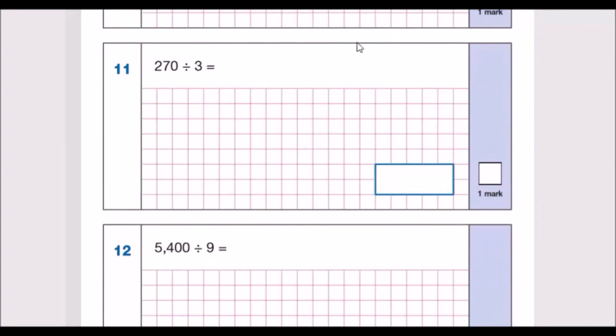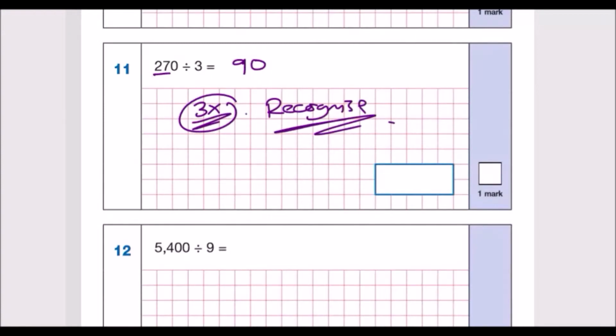Number 11. 270 divided by 3. You just have to ask yourself and ignore the 0, yeah? How many 3s go into 27? Well, the answer is 9. And then you stick a 0. So 90. This is just a case of you knowing your 3 times table and being able to just recognize it, yeah? So try and recognize your 3 times table, and if you can, then that's perfect.